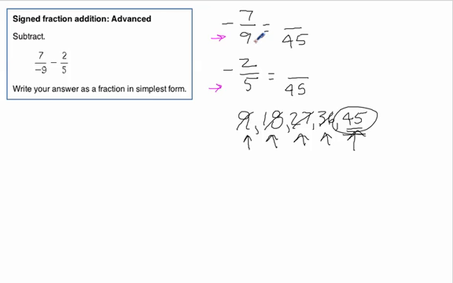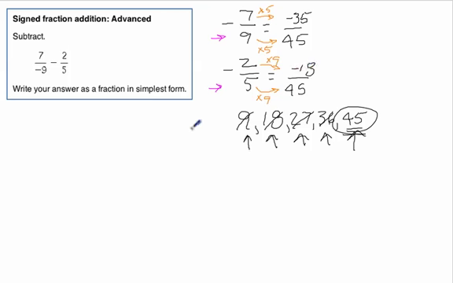And once again, ask ourselves, what do we have to do to 9 to make it 45? We have to multiply by 5. So that means we have to multiply by 5 up here. That makes negative 35. Down here in the next fraction, what do we have to do to 5 to make it 45? We multiply by 9. Negative 2 times 9, that makes a negative 18.